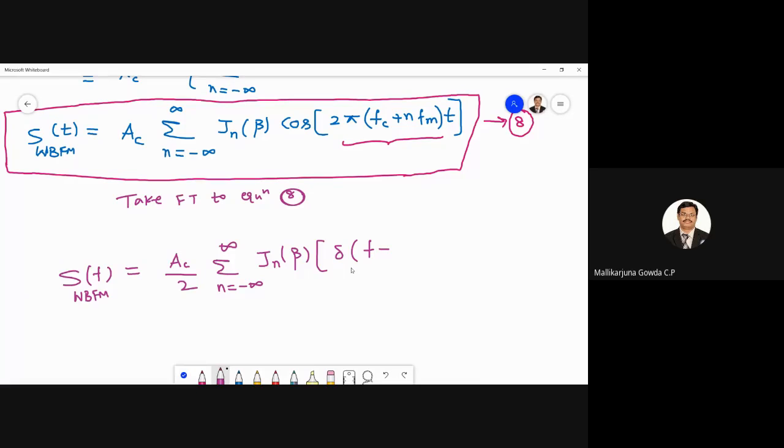Is it correct? Ac by 2, summation n equal to minus infinity to infinity, Jn of beta, delta of f minus this term, and another is delta of f plus this term. So delta of f minus this term is delta of f minus (fc minus n fm), then plus delta of f plus (fc plus n fm). Let me call this equation 9.